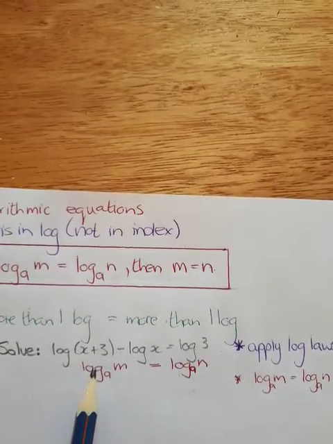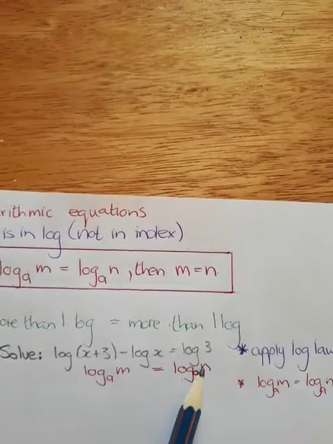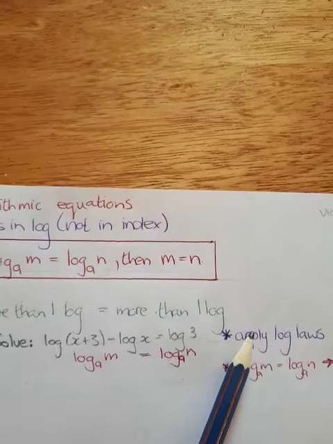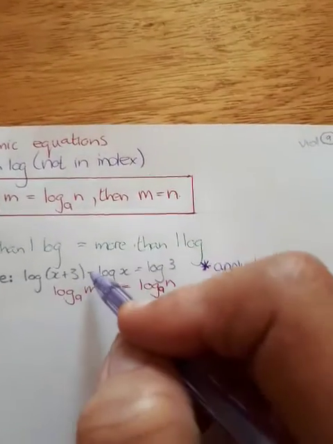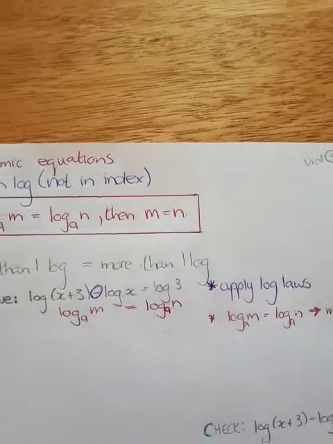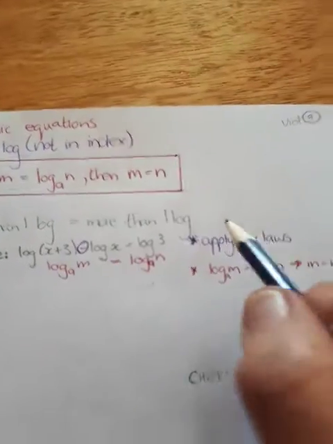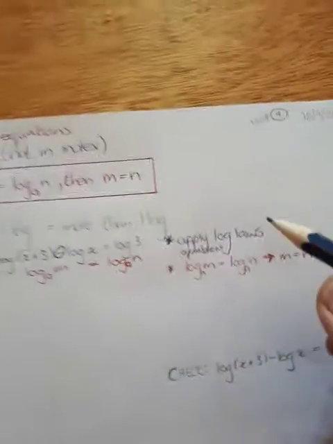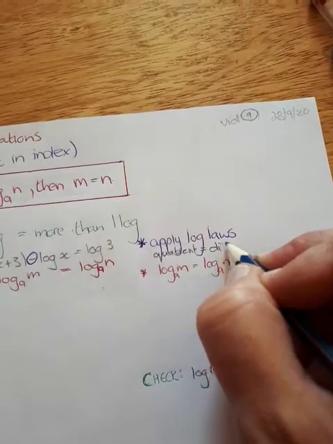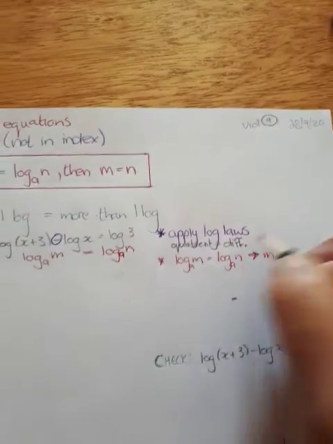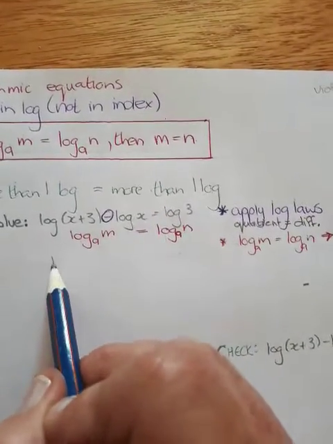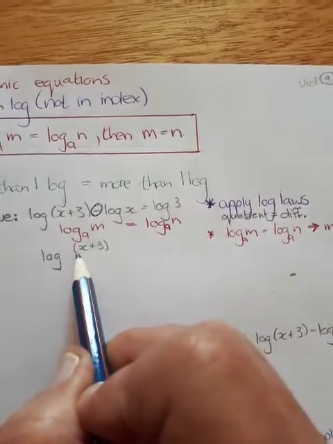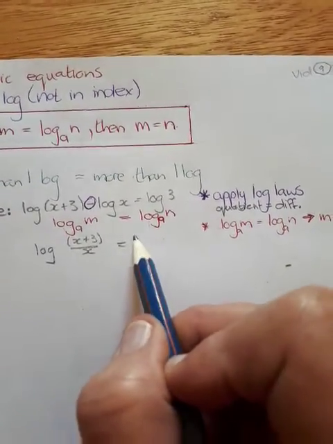Our first aim is to get one log on the left-hand side and one log on the right-hand side. And we will get this by applying the log laws. So in this case, people, you should recognize the minus, and you should know that the minus is the quotient law. The quotient of one log equals the difference of two logs, okay? Which means the left-hand side can be rewritten as the log of (x plus 3) over x equals the log of 3.